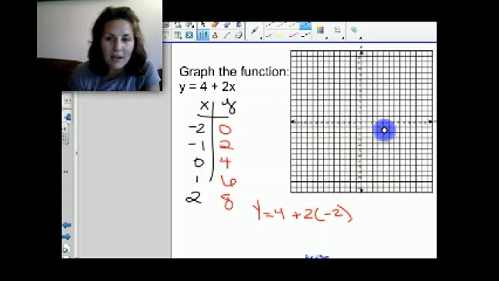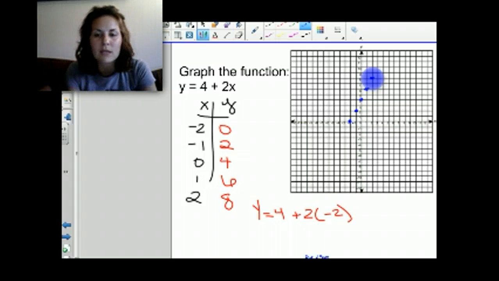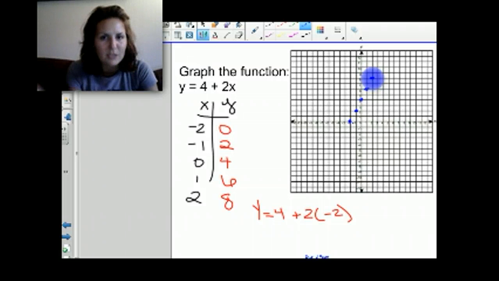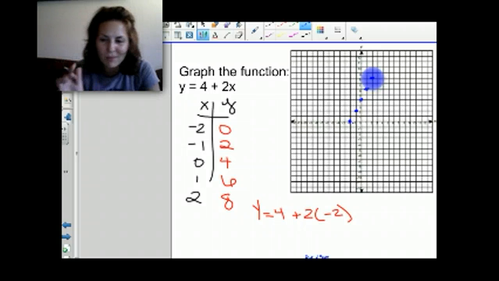We have the ordered pair -2, 0. -2, 0 is right there. -1, 2 is right there. 0, 4, 0 on the X, 4 on the Y. 1, 6 is up here, and 2, 8 is there. Now, we're going to deal with continuous and discrete functions later. You don't need to draw a line. Some people like to. If you're going to draw a line, make sure it's straight. Big pet peeve of mine.